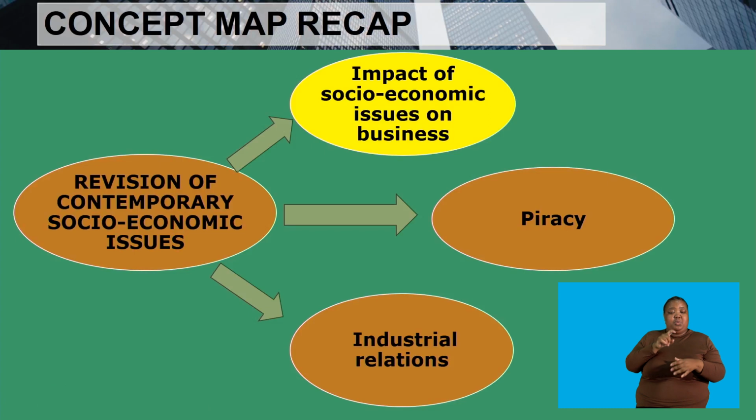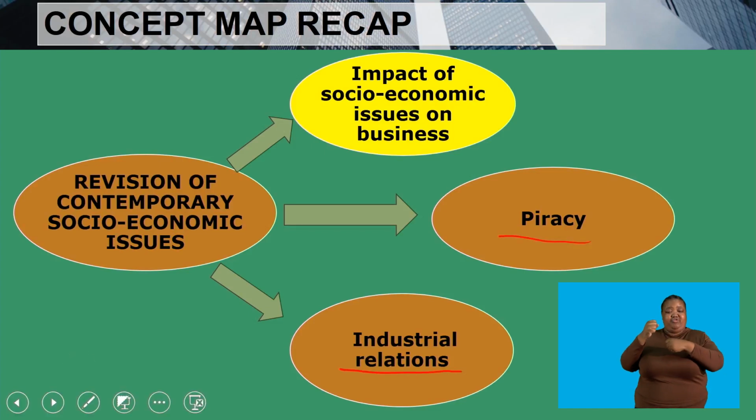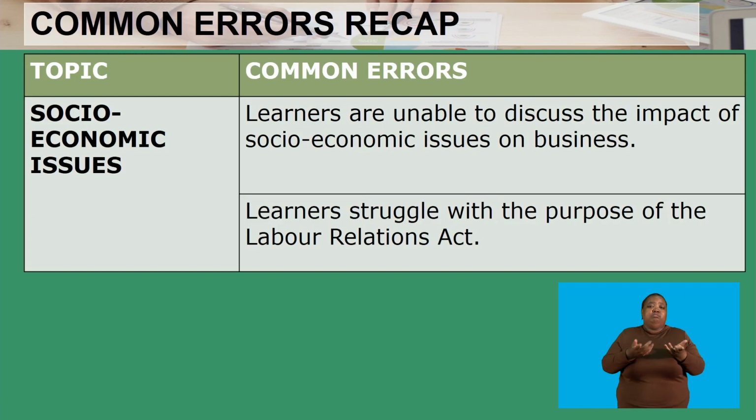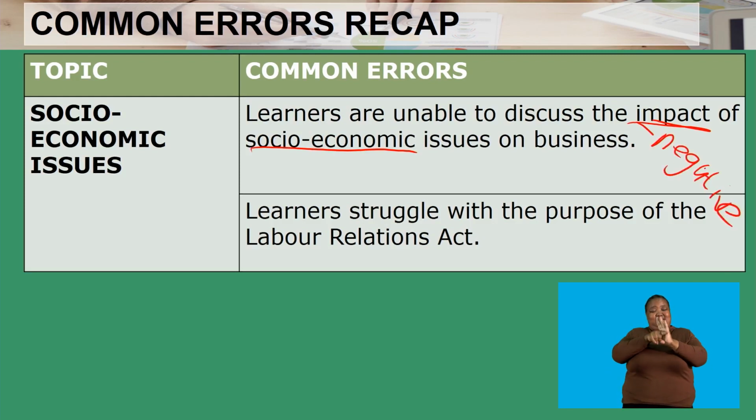We also looked at the socio-economic issues, and we discussed piracy, as well as industrial relations. The common error that you can make here is that you might not be able to discuss fully the impact of socio-economic issues. Remember that in this case, we are only talking about the negative impact that socio-economic issues have on businesses. So when there is piracy, how does this give a negative impact in the business?